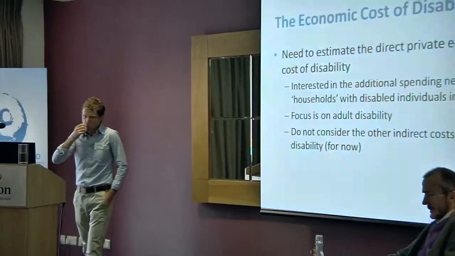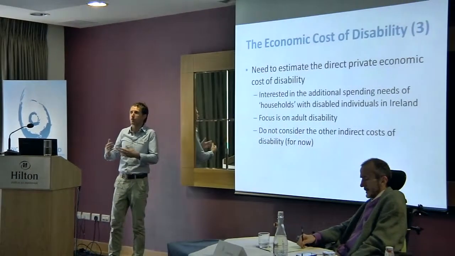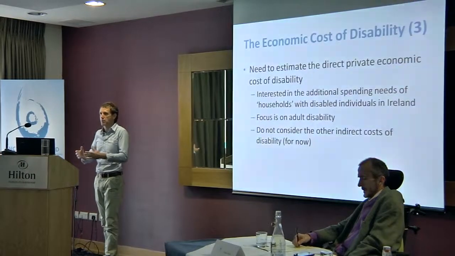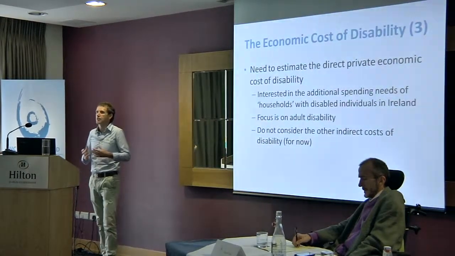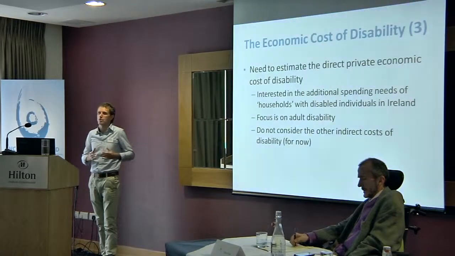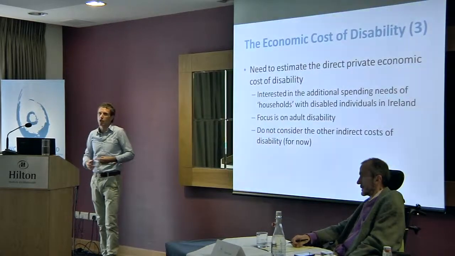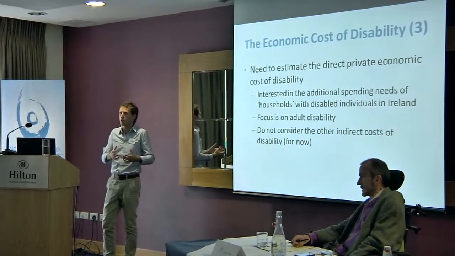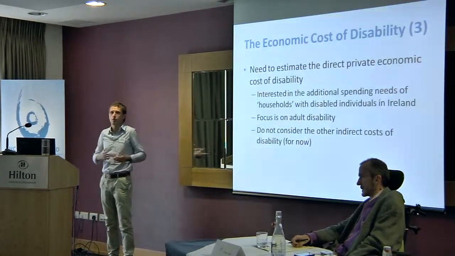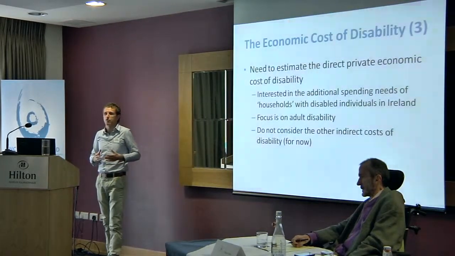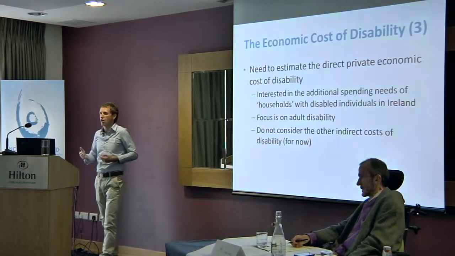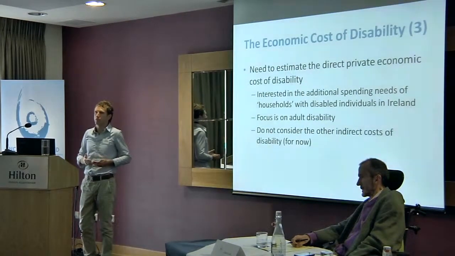Okay, so before we start thinking about a cost of disability payment, what it might look like, how much it should be, who should get it, we need to start off and try to identify or estimate, firstly, what are those direct private economic costs of disability. This is something that I and some colleagues of mine have been looking to estimate in a number of pieces of work over the last few years, where we look to identify the additional spending needs of households with disabled individuals in Ireland.